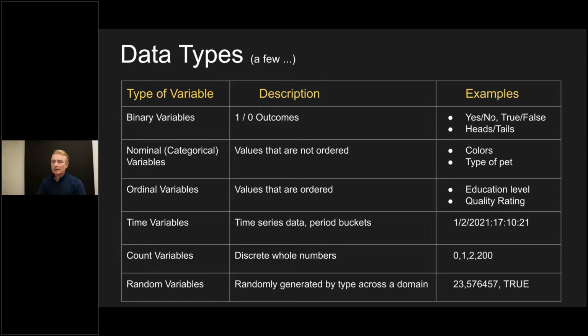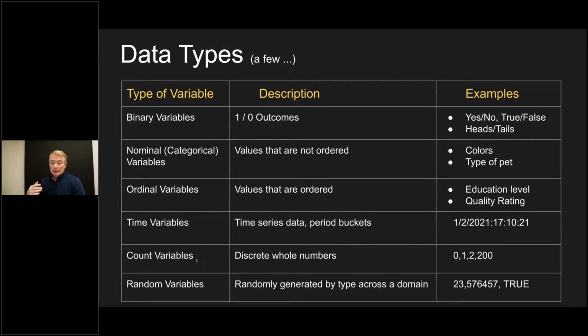It's 1-0 outcomes. Nominal categorical data: these are values that cannot be ordered. Colors, types of pet, cat, dog, hamster. Ordinal variables, ordinal, order, like educational level, right? Let's say you're doing analysis on applicants to your master's program. Do they have certifications? Do they have degrees? What kind of degrees and stuff like that? Quality rating. And then I want to talk a little bit about time variables, time series data, because this is some of the coolest data out there. Stock prices are good examples of this, and we'll go on to that in the next slide.